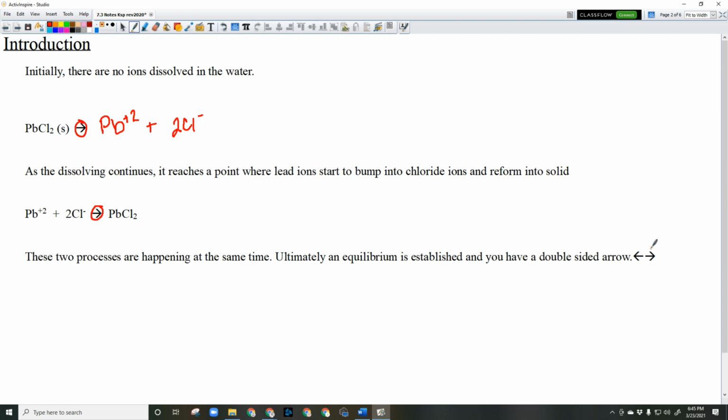That's a double-sided arrow. Sometimes you'll see it like this, but many times you'll see it like this, where it's one arrow on top of the other. And I'll show you what that looks like in just a moment. So when you see this, that means that it's a forward and reverse reaction. So it's a reversible reaction. And that's what solubility is. It's a reversible reaction.